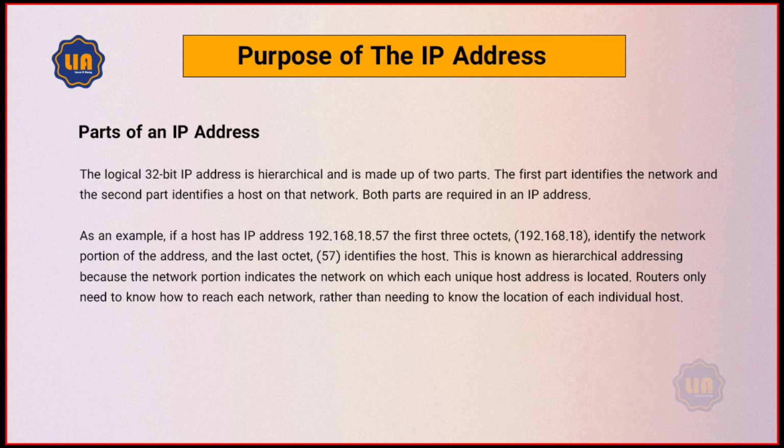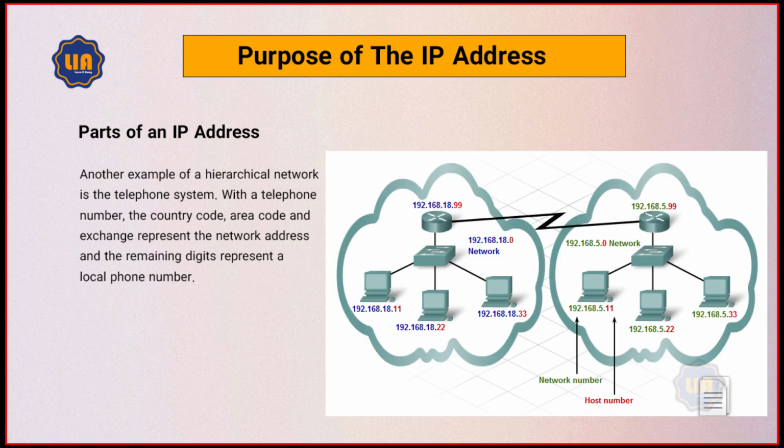This is known as hierarchical addressing because the network portion indicates the network on which each unique host address is located. Routers only need to know how to reach each network, rather than needing to know the location of each individual host. Another example of a hierarchical network is the telephone system. With a telephone number, the country code, area code and exchange represent the network address and the remaining digits represent a local phone number.